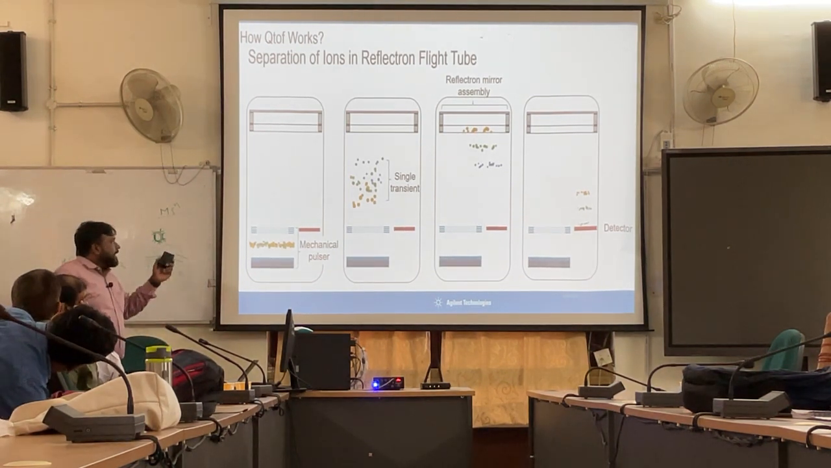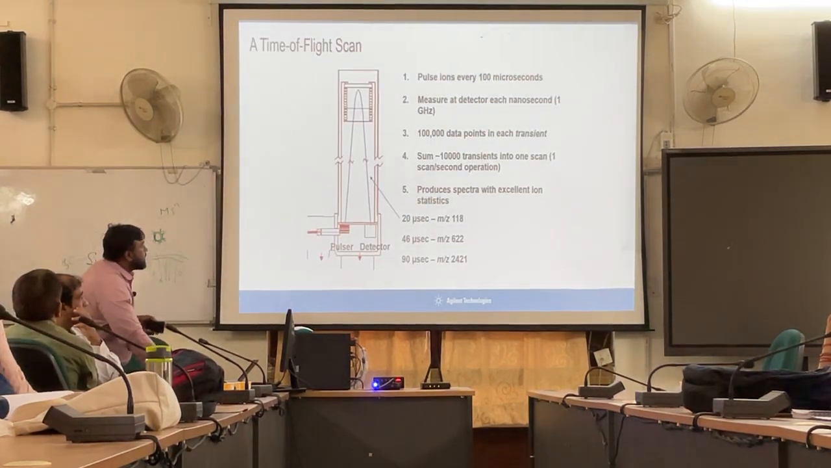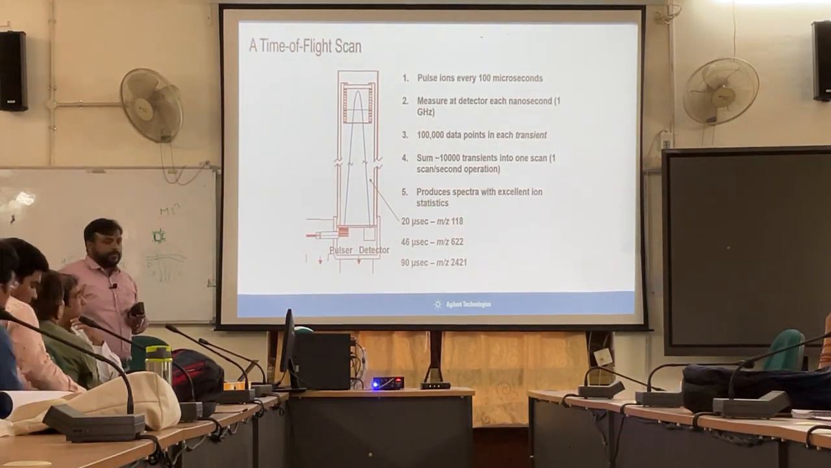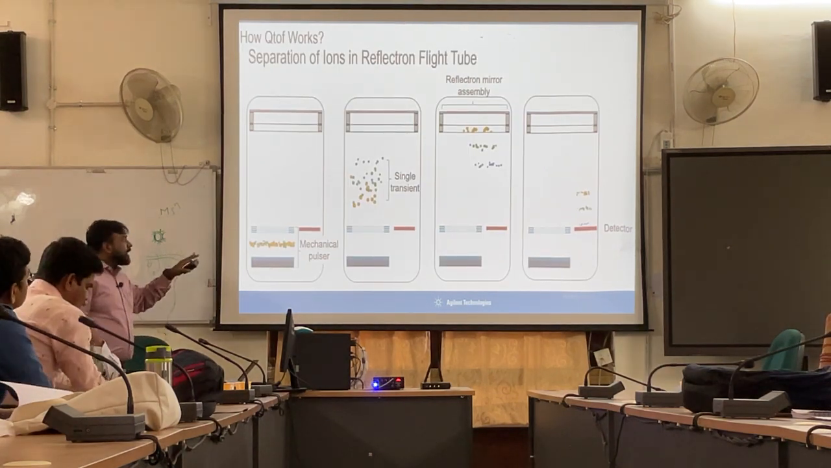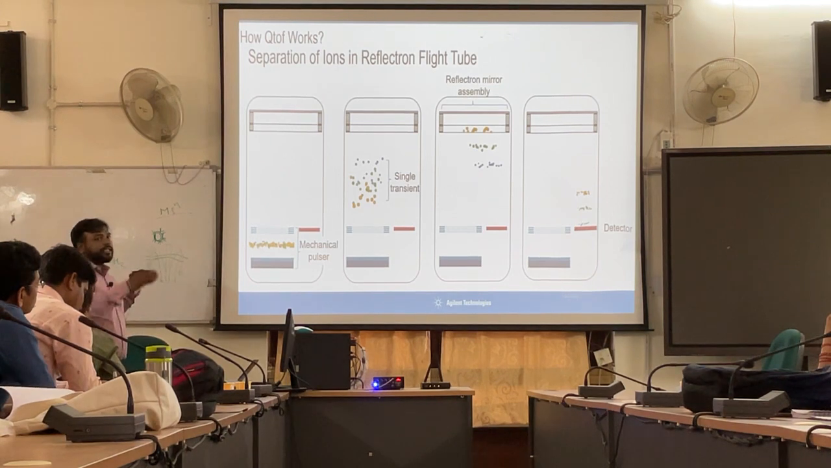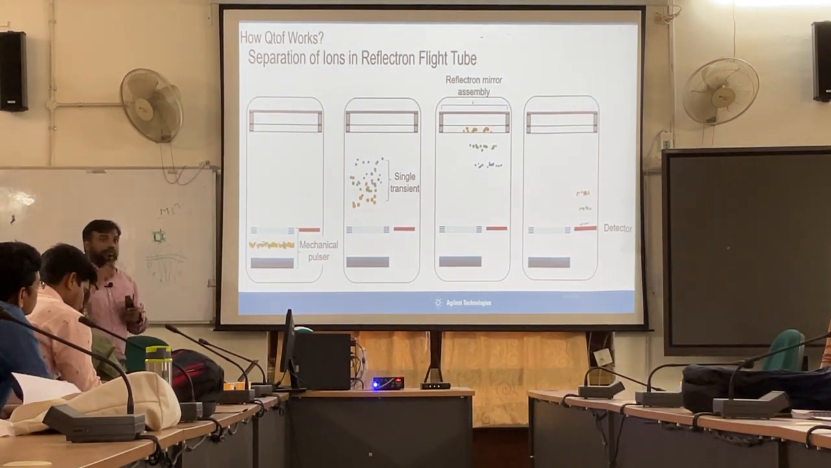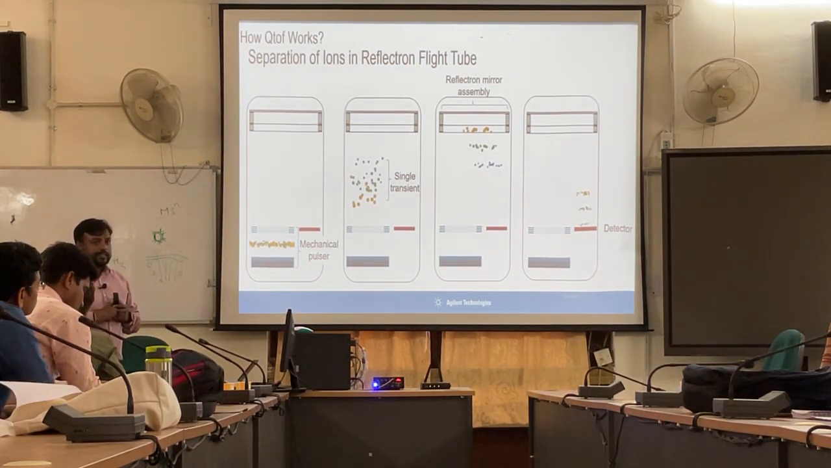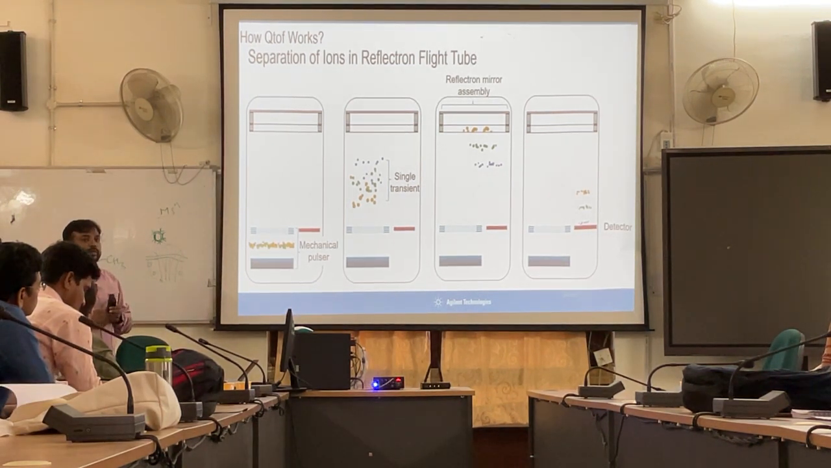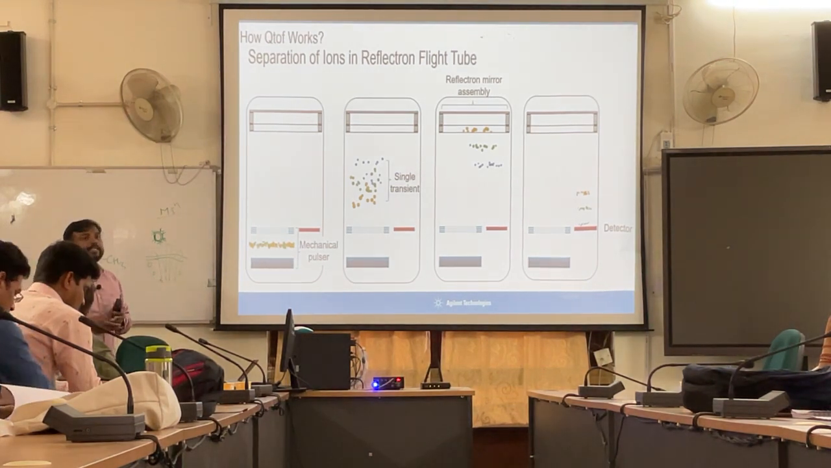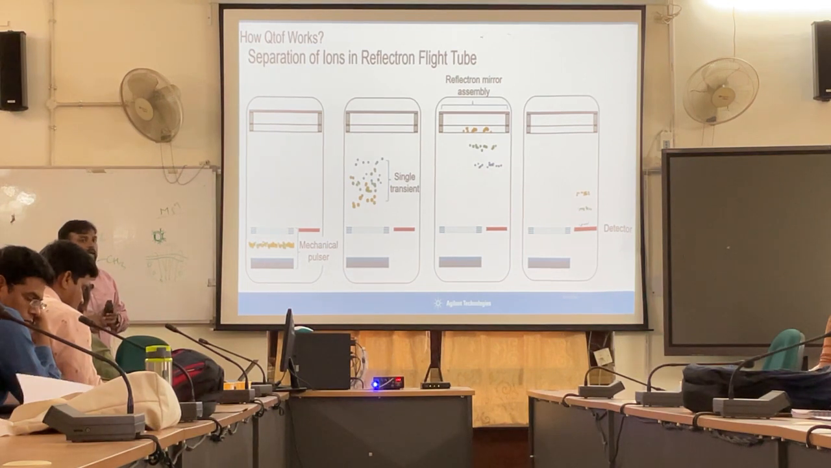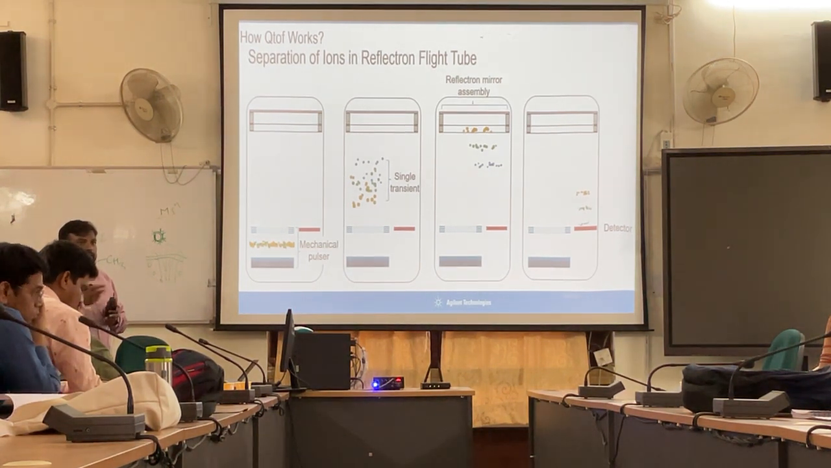Here there is a terminology: there are 10,000 transients in one scan. So what is a transient? Any group of ions taking the time from the pulsar to the detector is one transient. So in one scan it is going to take 10,000 transients. So you understand the speed of the ions and the data points you are getting, so that you will get more quality data. There would not be any missed ions on the instrument, and you will get more accurate and precise data also.